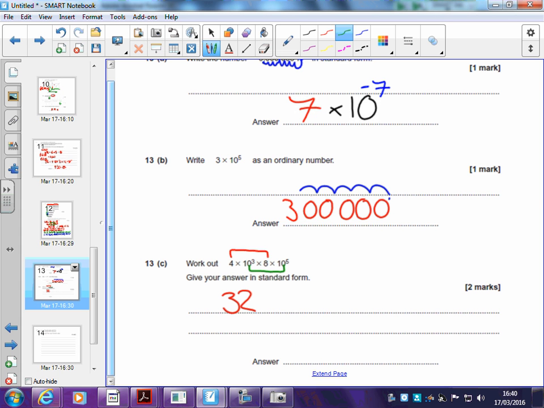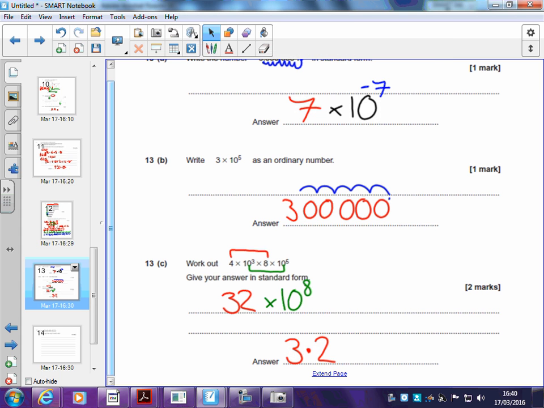If we are timesing, it means we add the powers together, so we end up getting times 10 to the power of 8. This isn't quite in standard form, because if this was in standard form, it wouldn't have 32 at the front, it would have 3.2. So I need to divide that number by 10. Because I've divided that number by 10, it means I have to times the other one by 10. So this is going to become times 10 to the power of 9.